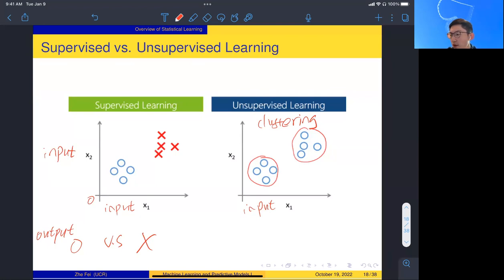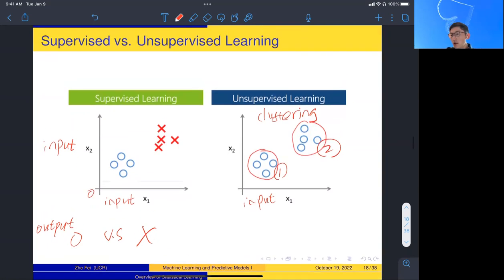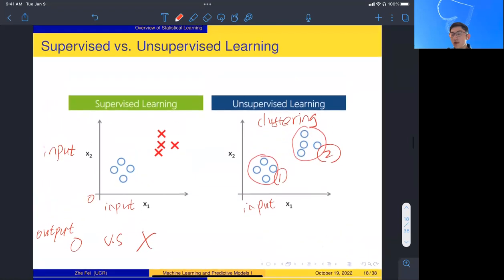After clustering, we could give them label 1 and label 2. We know the labels are arbitrary. If we could do the clustering and we believe the two clusters are very different, then we could assign different labels to them. Okay. Is this clear? Any questions regarding the difference between supervised versus unsupervised?